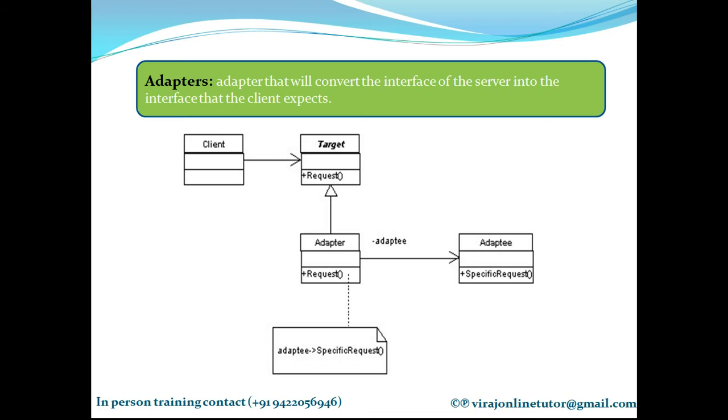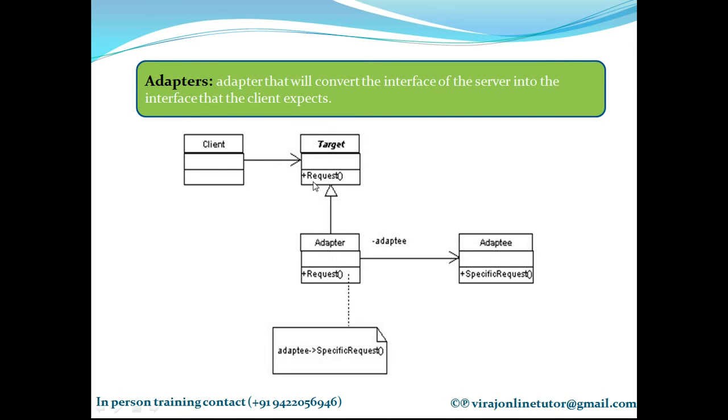So in this UML diagram, this is a client which is expecting a particular interface. This is a target which has a request function here. This is an adapter and this is an adaptee. So we need to convert the adaptee to the target. Now here, what is the interface that the client is expecting? The interface that the client is expecting is this.